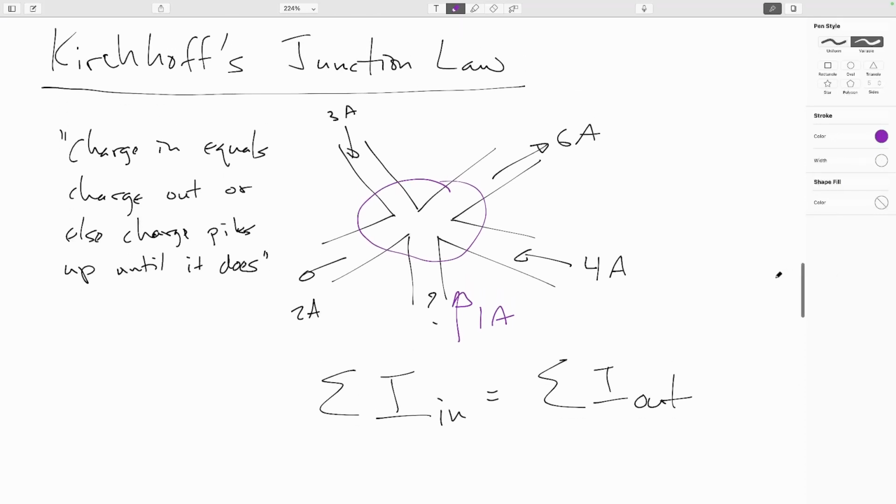All right, so we will be revisiting this along with introducing Kirchhoff's loop law later on, but I thought this was as good a place to introduce it as any.